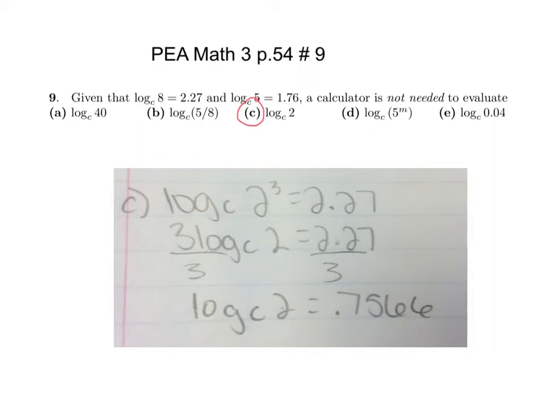Then we used the property where you can remove the exponent and put it in front of the log to multiply it. Perfect. To write it 3 log C of 2 equals 2.27. Then we divided both sides by 3 to get log C of 2 equals 0.7566. Perfect. So again, they're using that move-out-in-front property.